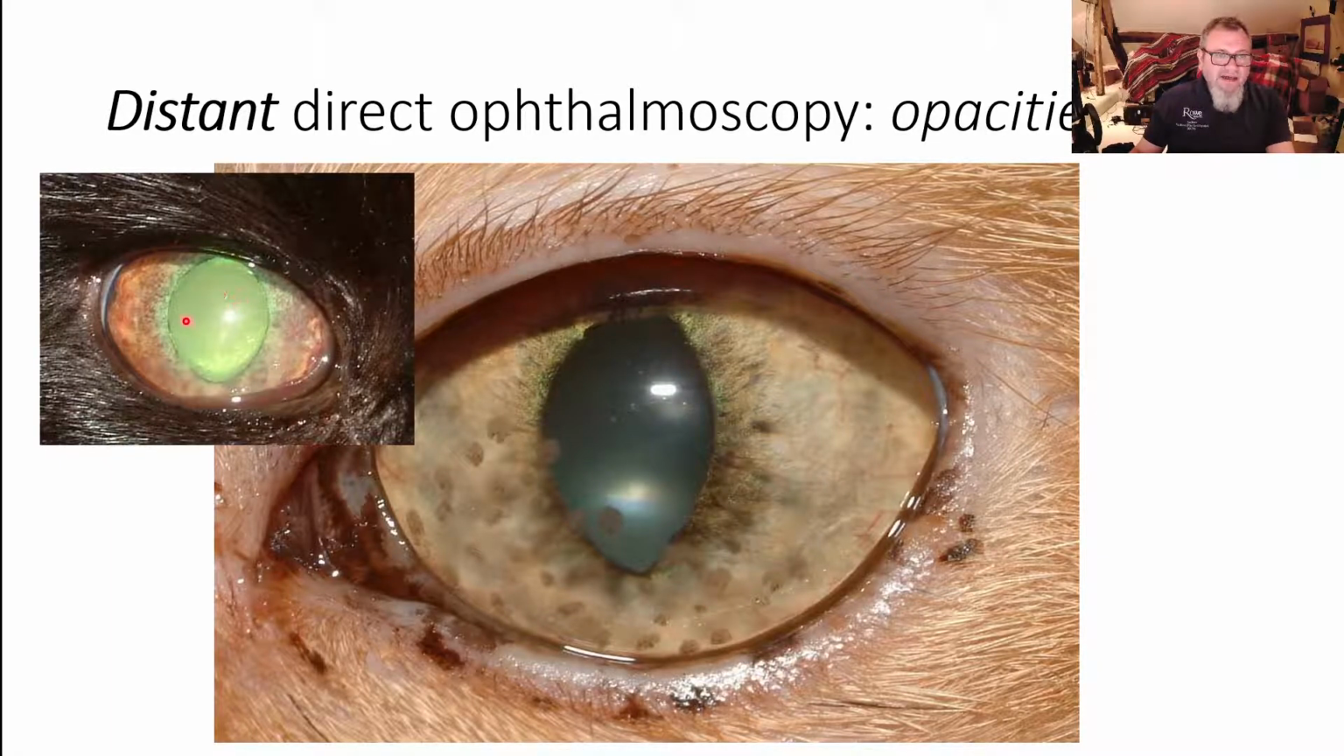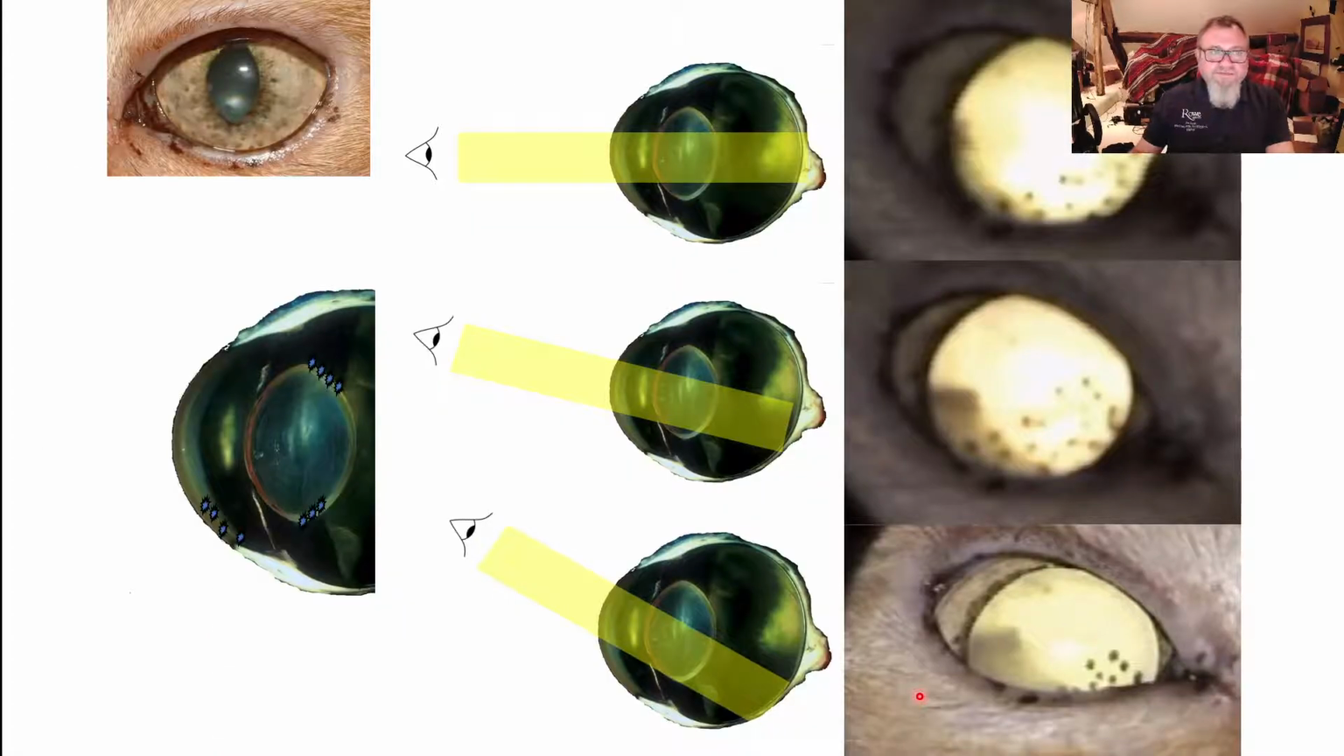Now this little cat on the left, the black cat, we had lovely, normal tapetal reflections. We turn the lights off into distant direct. We look at this paler cat, and we're going to see some different pathology.